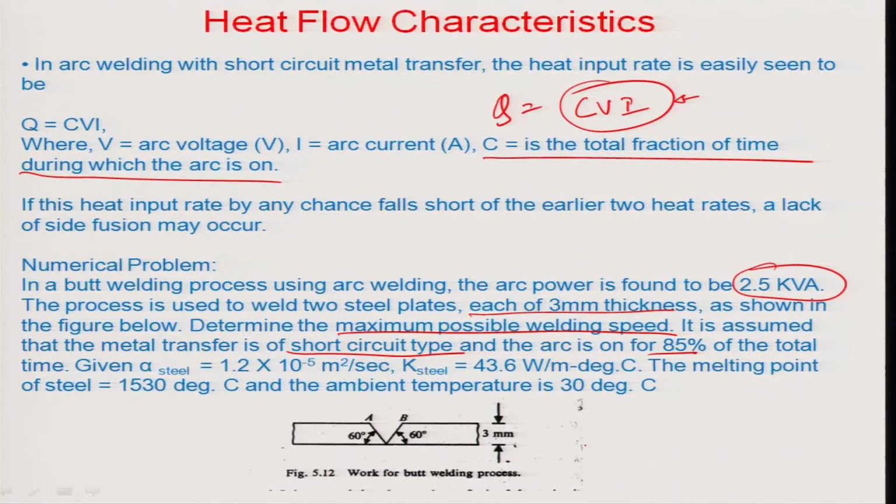and we have given some parameters like the alpha, which is the K by rho C term for the steel, is 1.2 10 to the power of minus 5 meter square per second, and we have also provided the thermal conductivity for steel, K steel, as 43.6 watts per meter degree Celsius, and the melting point of steel is about 1530 degrees Celsius, and the ambient temperature is assumed to be about 30 degrees Celsius. So, let us first calculate what is going to be the rate of heat input.